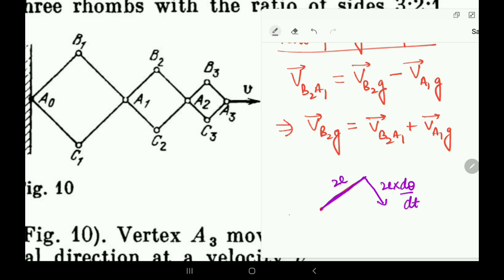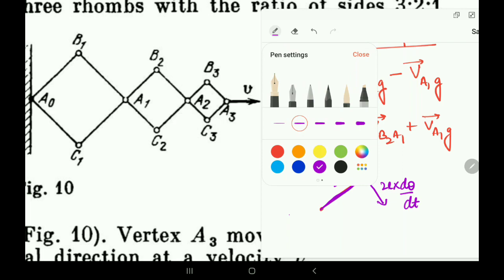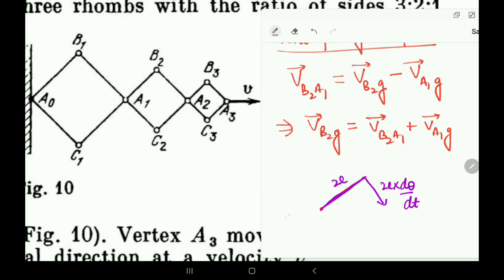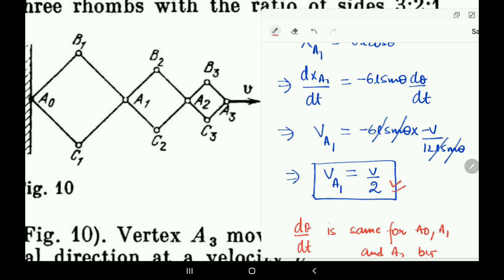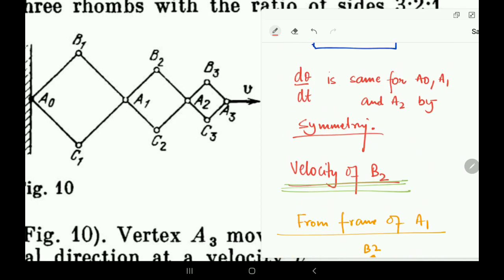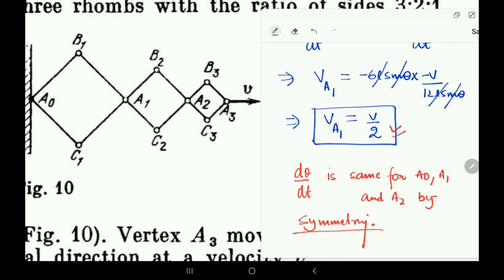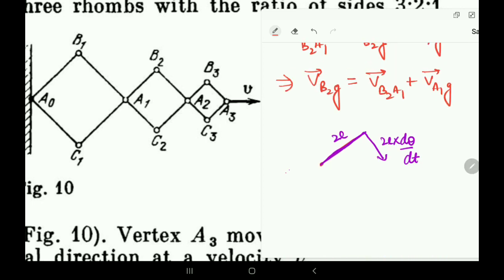So what is our frame? Our frame is A1, and A1 was moving with velocity V by 2. I already calculated it. So V by 2 has to be added to v_B2A1. The velocity of joint B2 with respect to A1 has to be added with the velocity of frame A1, and that has to be added vectorially.